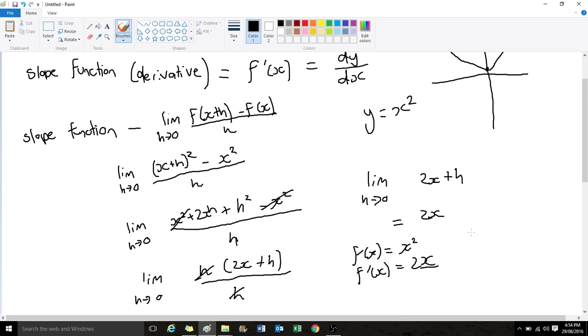Say we want to find the slope at x equals 2, or f dash 2. This is the slope when x is equal to 2 of the original function y equals x squared. So what we're going to do is put 2 into the slope function. This is going to be 2 times 2, which is 4. So the slope at x equals 2 is 4. The rate of change of y according to x: y increases by 4 units for every x unit at x equal to 2. It's the instantaneous rate of change. So this is a brief introduction to what a derivative is and how we can find it using first principles.